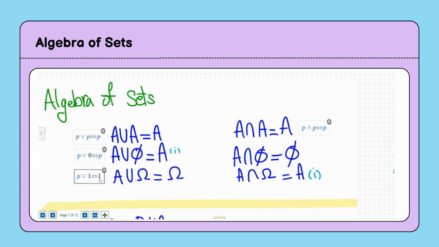Also, we have the argument P and false, or 0. I wrote it doesn't matter. So the value of false would be 0. That's what I wrote here. The intersection with false would be equivalent to false. Here you have A intersection an empty set is an empty set. Look at the ones I mark here.